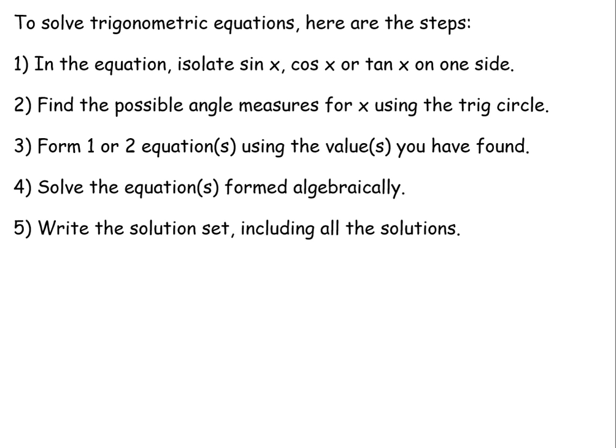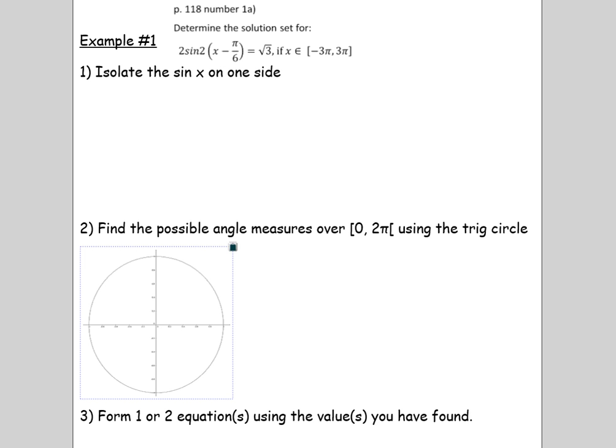So here are the steps that I'm going to be using for each of those equations. So first, we're going to isolate sine of x or cosine or tangent. And then we're going to find the possible measures using the trig circle. And then we're going to be able to form our equations and then solve our equations. And then at the end, we need to find all the solutions. So we're going to need to find our period and then add or remove the period to find all the solutions. So let's look at example number 1.